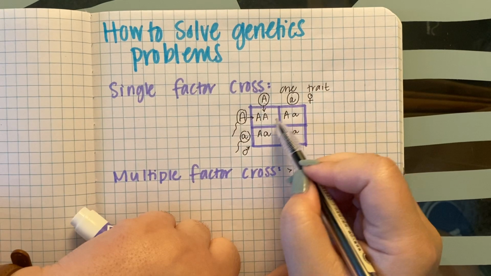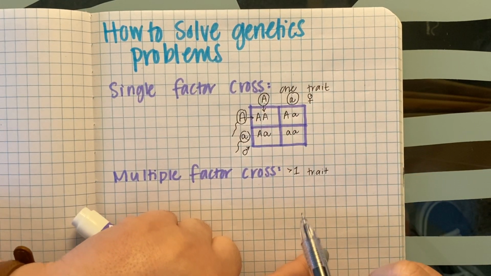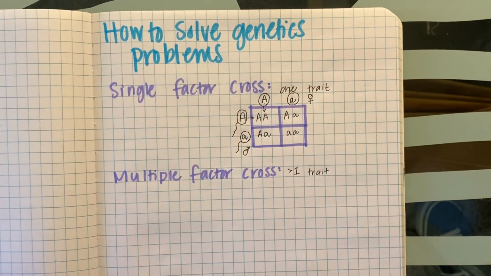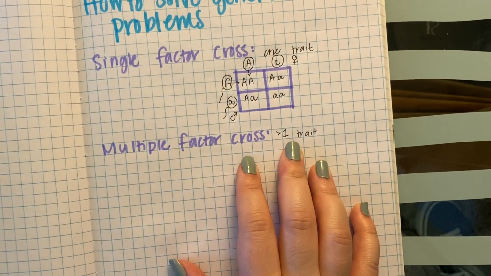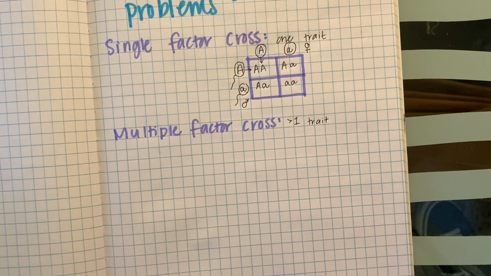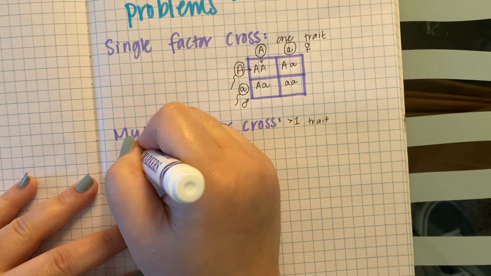Oftentimes parents will ask, what are the chances? And so you can see their chances within the Punnett square. So we're showing fertilization and possible outcomes. Okay, so if you get anything that is more than 1 trait, there are 2 laws you're going to follow. So the first law is called the law of multiplication.